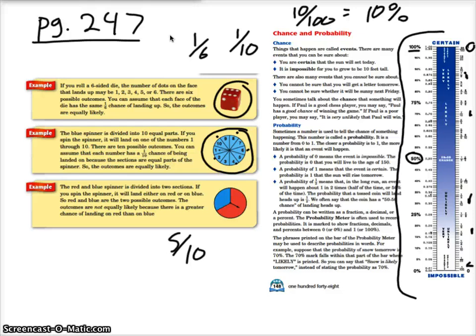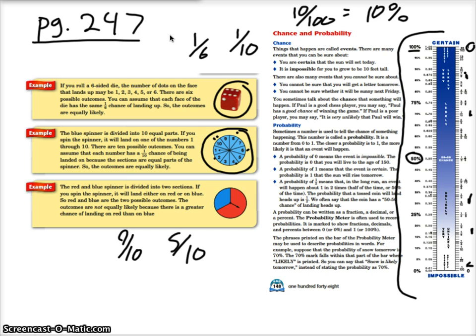What are the chances of rolling a single digit number? So our only non-single digit would be 10. So we have a 9 out of 10 chance of rolling a single digit number.